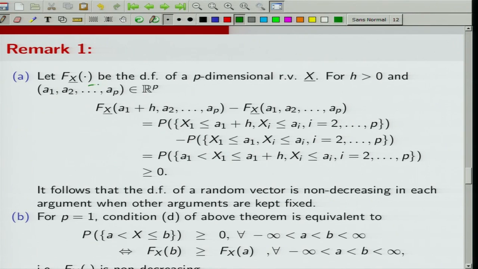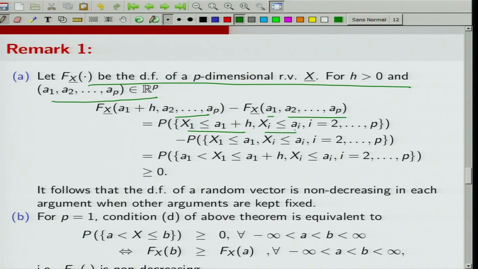So, let F be the distribution function of a p-dimensional random vector X, for h greater than 0 and a1, a2, ..., ap belonging to R^p. Let us consider F(a1 + h, a2, ..., ap) minus F(a1, a2, ..., ap). I am seeing here whether it is increasing in the first coordinate when other coordinates are kept fixed or not. So, this is the same as the probability that X1 less than or equal to a1 + h and Xi less than or equal to ai for i equal to 2 to p, minus the probability that X1 less than or equal to a1 and Xi less than or equal to ai for i equal to 2 to p. Here, this is fixed.